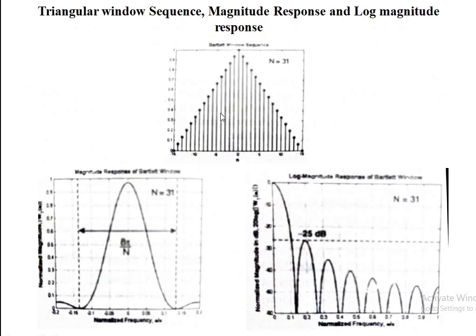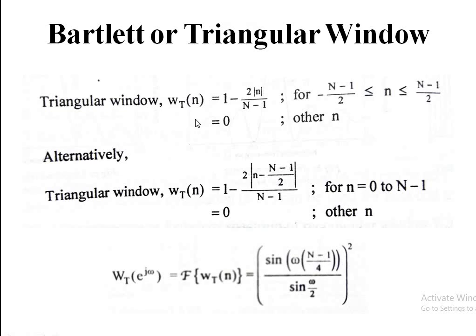The endpoint triangular window is generally defined as Wt of n is equal to 1 minus 2 mod n by n minus 1, for values between minus (n minus 1) by 2 to (n minus 1) by 2. Alternatively, when choosing a windowing sequence that is apt for both odd and even values of n, we generally use this definition: Wt of n is equal to 1 minus 2 modulus of n minus (n minus 1) by 2, by n minus 1, for n equal to 0 to n minus 1, and it is 0 otherwise.